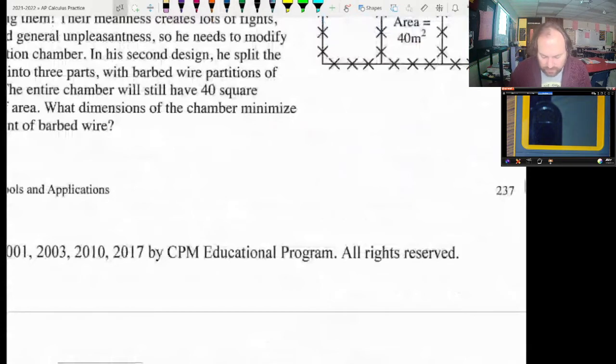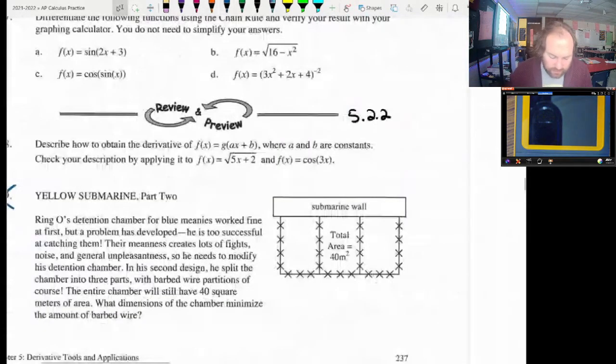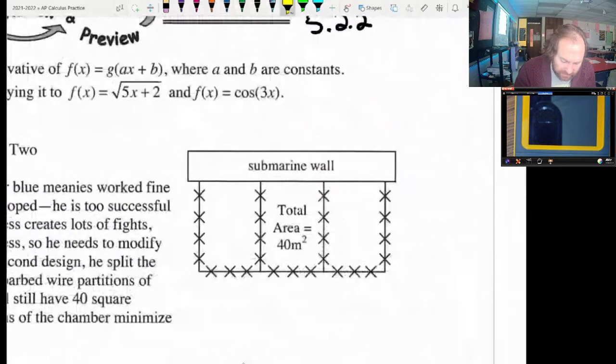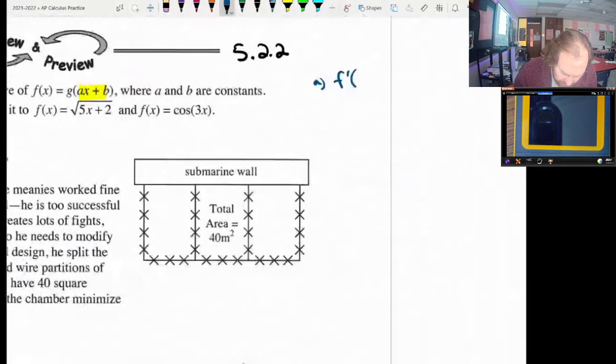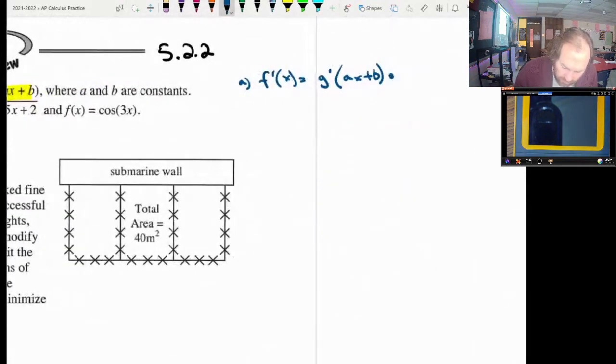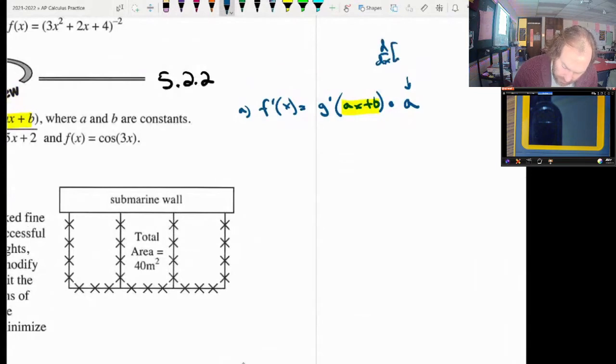568, describe how to obtain the derivative of f of x equals g of ax plus b. Now, ax plus b in this case is the inside function. So for question A, if you're taking the derivative, f prime of x, you do g prime of the original inside part, ax plus b. But then you multiply by the derivative of ax plus b, which is just going to be a, a constant number in front, because the derivative of the constant b is 0, and the derivative of ax is just a. So that's the derivative, d/dx of ax plus b. That's what's going on there.